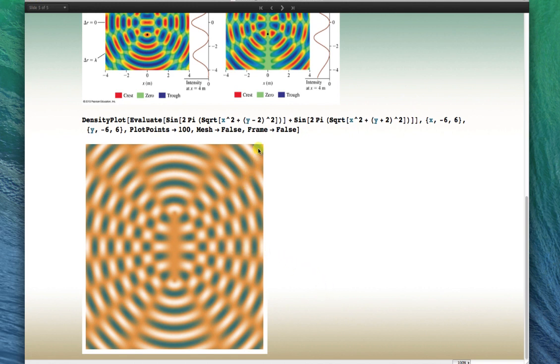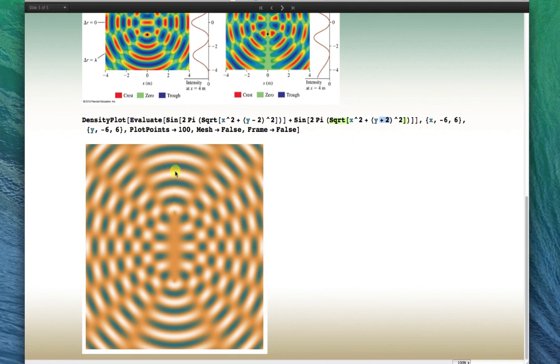Right now, I've got it set up as one source at a position of -2, the other source at a position of 2 in the y direction, so they're a distance of 4 apart. And the wavelength is equal to 1. So these guys are 4 lambda apart, and they're in phase with each other.